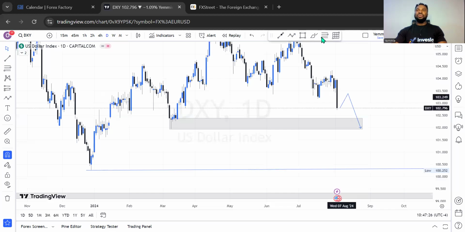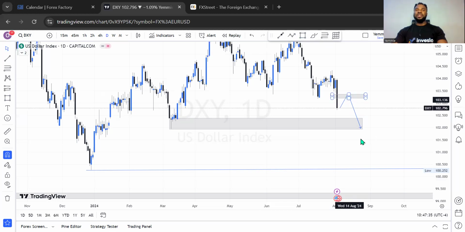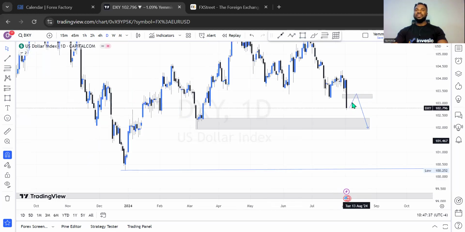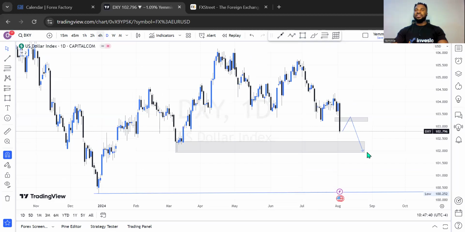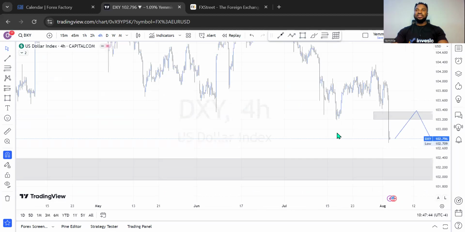So currently I'll be looking to see the DXY coming to this price level here. I'm coming to this price level for a buy at market opening, and gets to this price level before I expect a bearish movement on DXY. On the 4-hour time frame of DXY, let's see what that means. The information looks exactly the same, right?